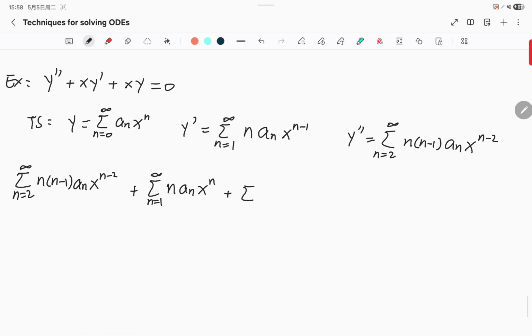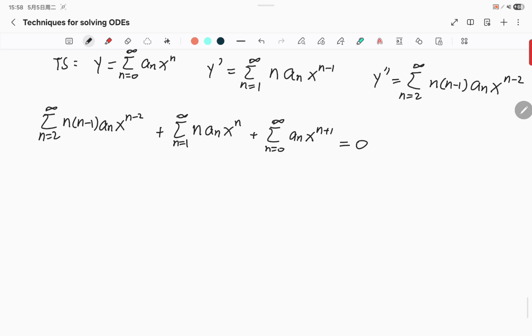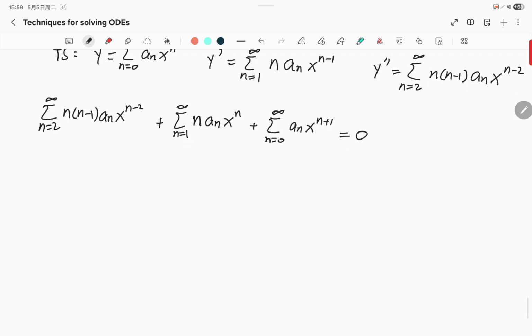And then we have the sum of y, n from 0 to infinity, a_n x^(n+1) is equal to 0. It is x^(n+1) because I had an x there. If I put x here, x^n times x is x^(n+1). So now we're going to need to perform series addition, because instead of having 3 series, we're going to put them into one big series.